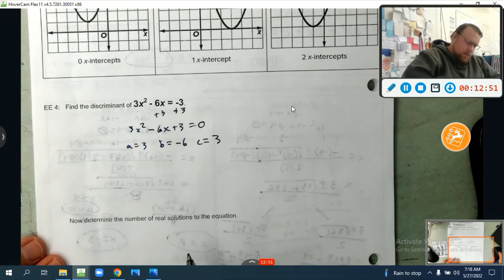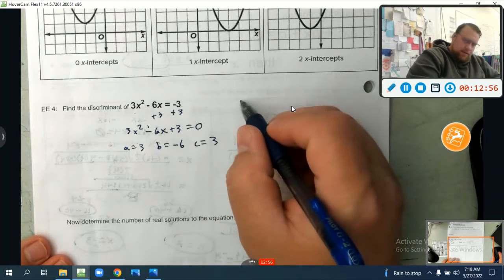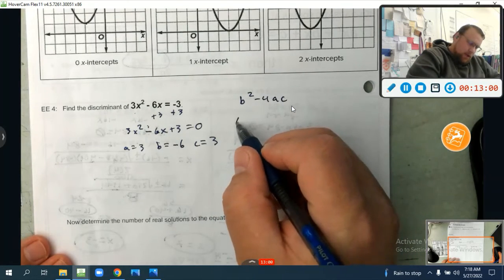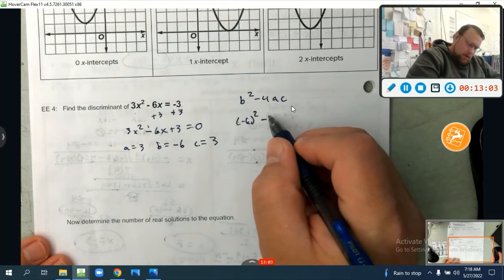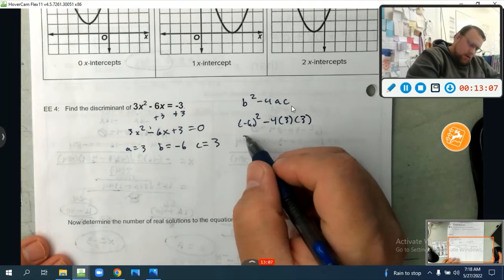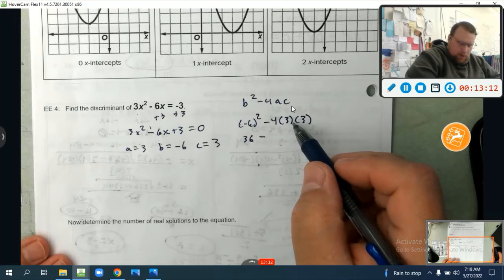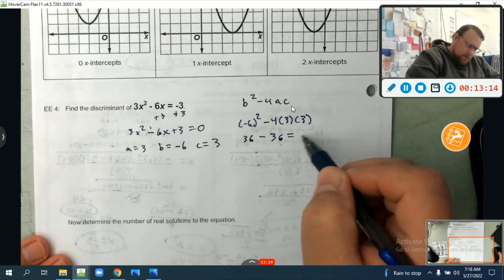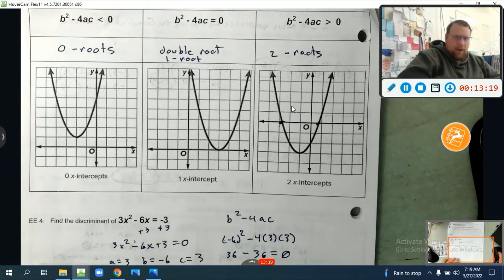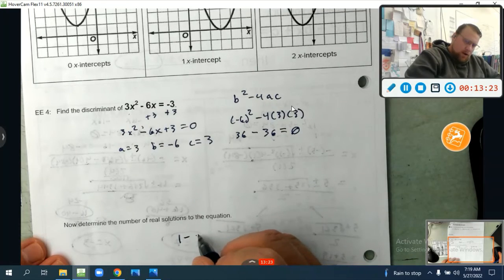Right. So we're going to do that b squared minus 4ac, which is just going to be negative 6 squared minus 4 times a times c, or 36, minus 4 times 3 is 12, times 3 is 36, which equals 0. And if it equals 0, what do we have? We have a double root or 1 root. So now to determine the number of solutions, there is 1 root.